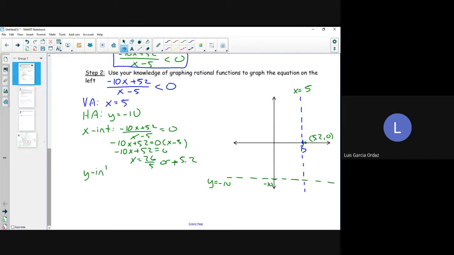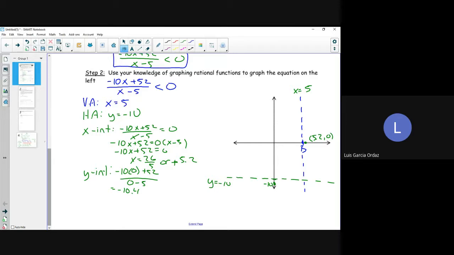So let's find the y-intercept. So we set x is equal to 0. And what would our y-intercept be? Negative 10.4. That is going to be over here. Okay, so now to graph the rest of it, we need to figure out the behavior approaching the vertical asymptote from the left, and the vertical asymptote from the right.